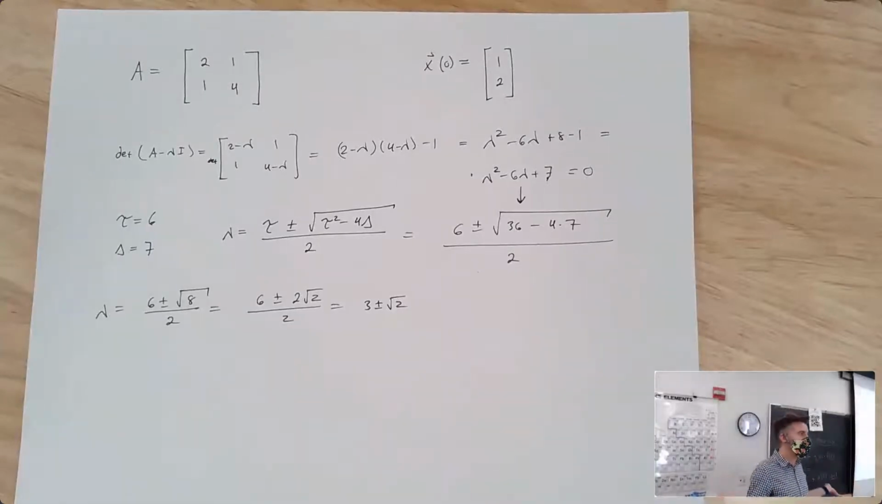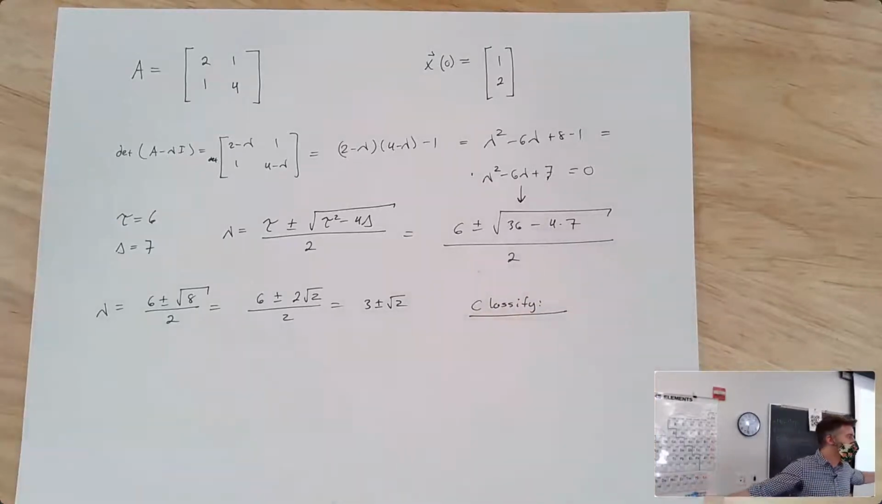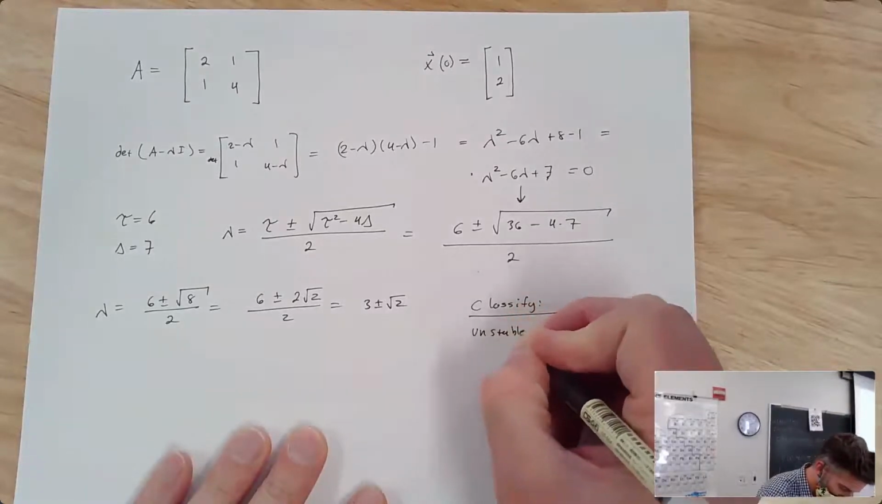All right, let's classify before we do anything else. Well, we know it's not a spiral because it's not imaginary. So it's either a sink, a source, or a saddle. Definitely not a sink because at least one of them is positive. Is it a saddle or a source? Let's see, 3 plus root 2 is positive, 3 minus root 2 is positive. So it's an unstable node. Yes, it's a source, AKA an unstable node. We don't say unstable source; it's an unstable node, which is also called a source.